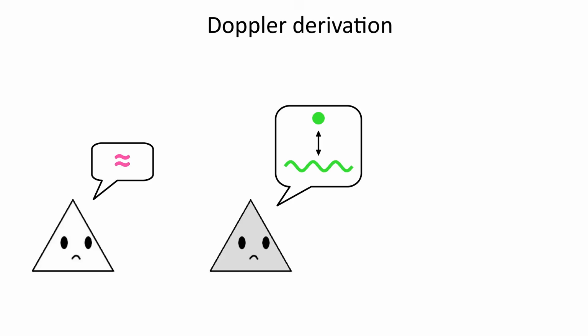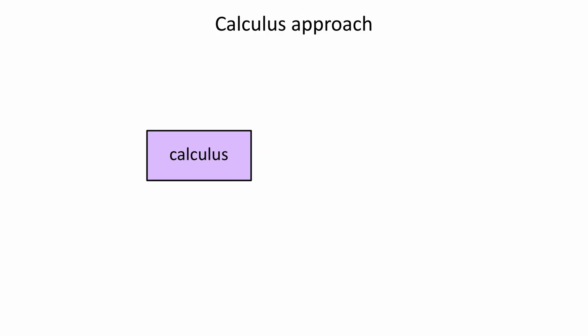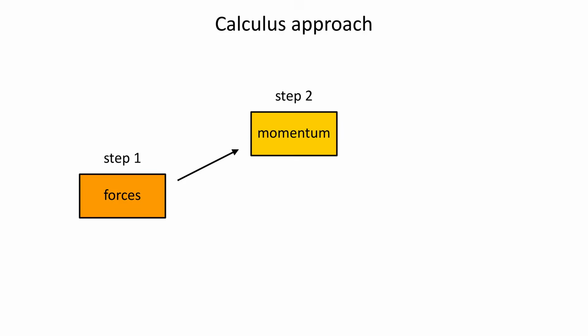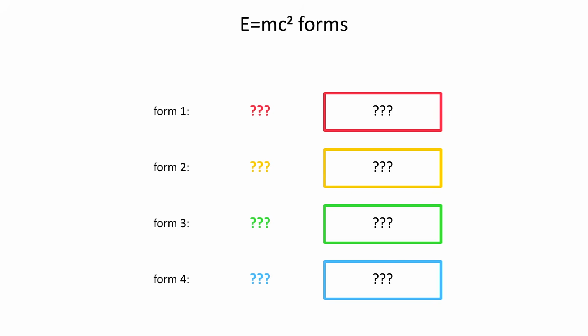Additionally, it skips over concepts that, in my opinion, are way more fundamental to the idea of mass-energy equivalence than the relativistic Doppler effect. So, it's time for the second approach, using calculus and the foundations of physics to derive the equation. This process has 4 steps to it: forces, momentum, kinetic energy, and internal energy. This can be used to derive not just E equals mc squared, but actually 4 total forms of the equation, because in my opinion, you need all of them to get the full picture.